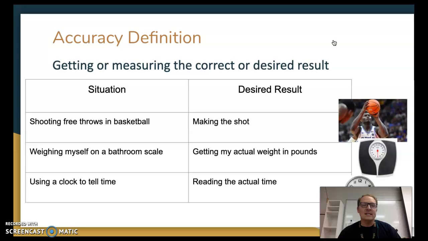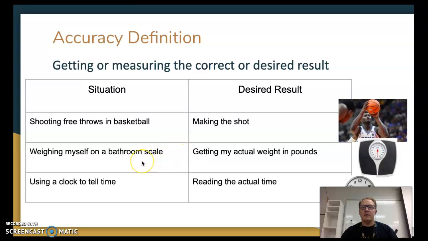Here's a really basic definition for accuracy. If you are getting the right result or measuring the correct result, that is accurate. If you're getting some measurement or some result that is desired, that is considered to be accurate. So that means something different in different settings. For example, if someone's shooting free throws in basketball, the desired result is to actually make the shot. So a person's accuracy depends on how many of those free throws they actually make.